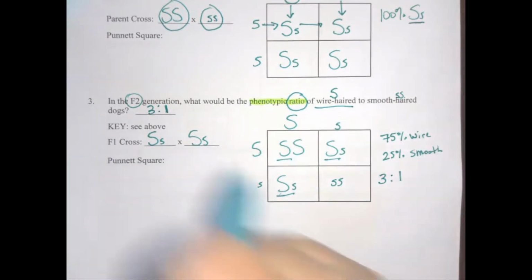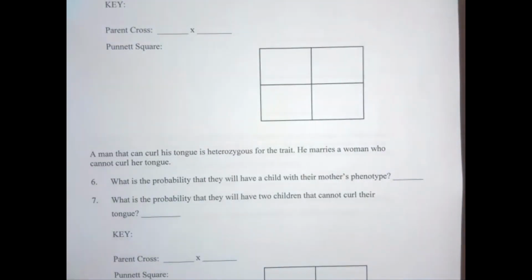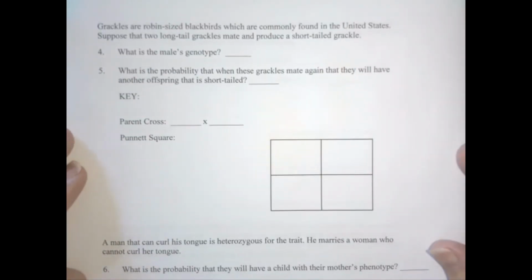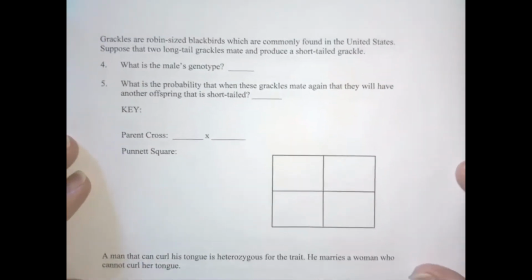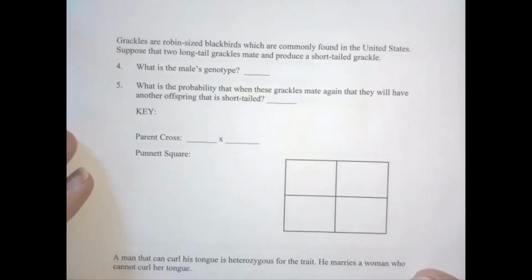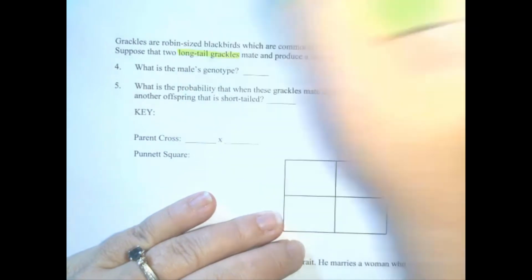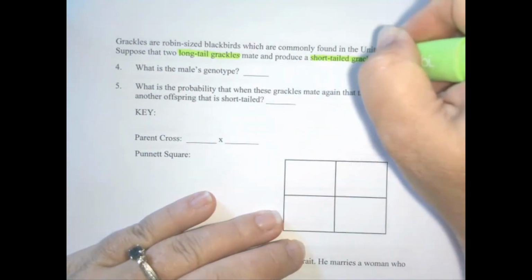Okay. All right, so let's do one more monohybrid practice. Okay. We're going to look at this particular one. So this says grackles are robin-sized blackbirds which are commonly found in the United States. Suppose that 2 long-tailed grackles mate and produce a short-tailed grackle. Okay, so these guys were long-tailed and they produced a short tail.